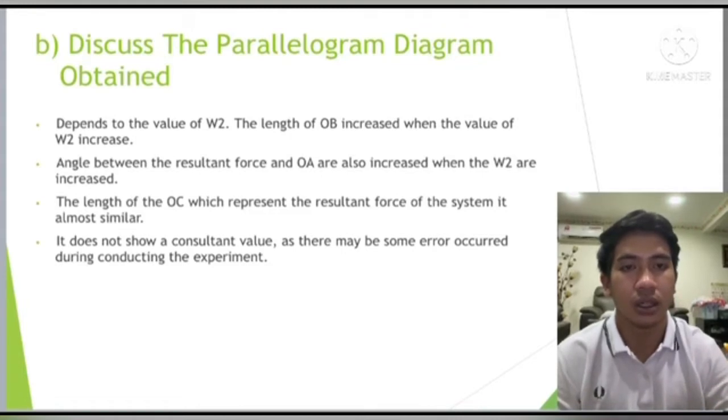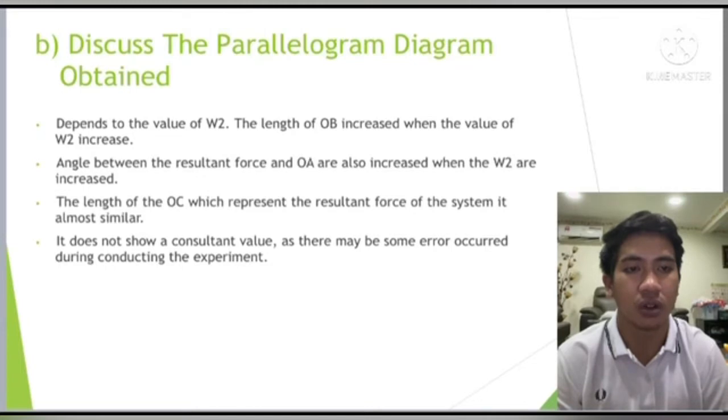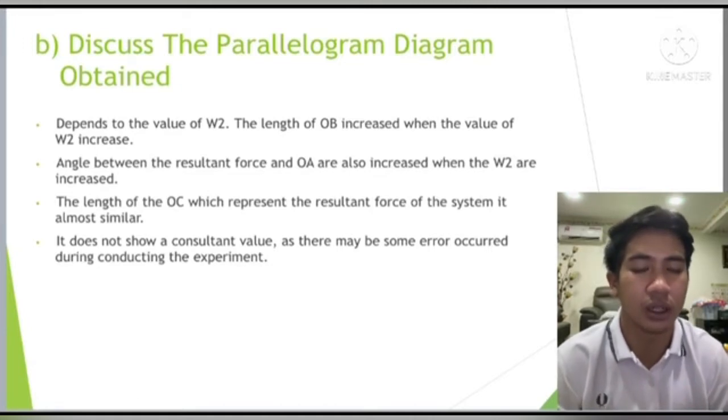For instance, systematic error may occur from friction in the pulley, and the calibration of apparatus such as the protractor and ruler may not be accurate. Besides, random error may also occur, such as parallax error when marking the position of the chord. The position of the chord is also one of the random errors which will affect the angle and the overall result.